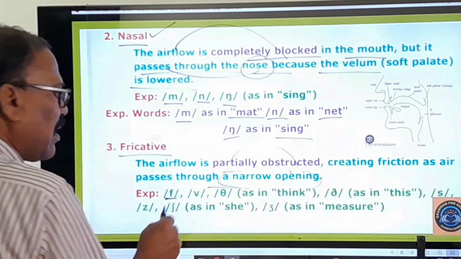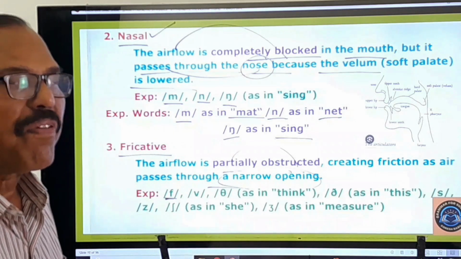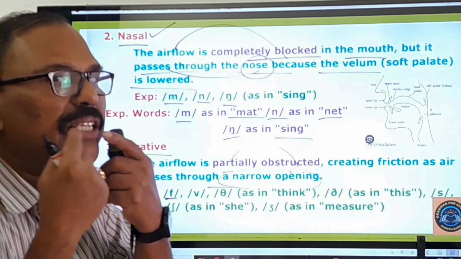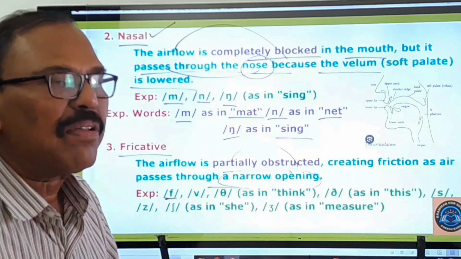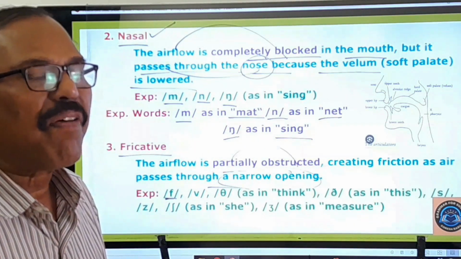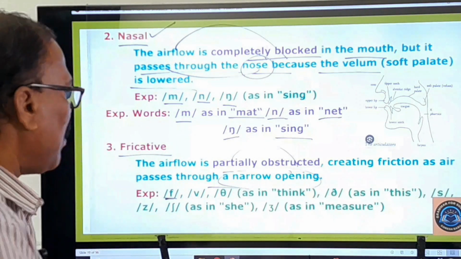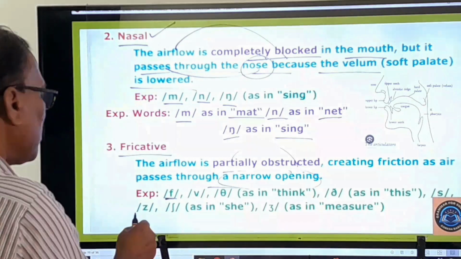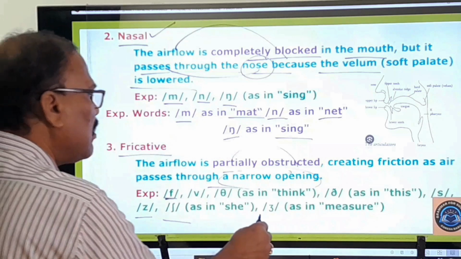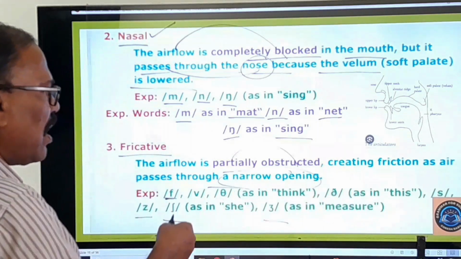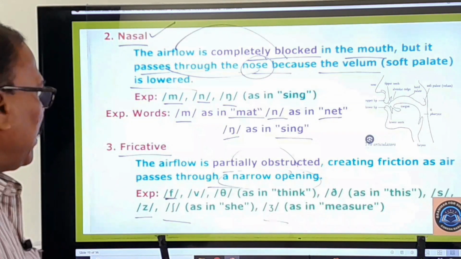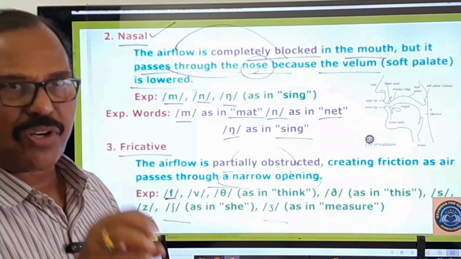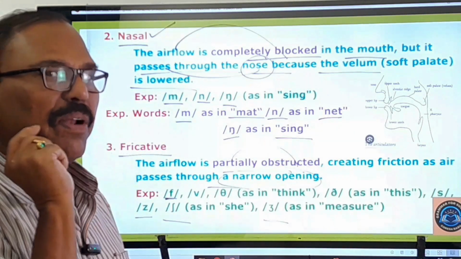See, this fa is there. How are you pronouncing that? You are stopping the airflow, but this air is going from the sides: fa, va, sa, th, za, sha, ja. So all these sounds are there and they are called fricatives because the airflow is partially obstructed, not completely obstructed, and the air will be passing from the sides.